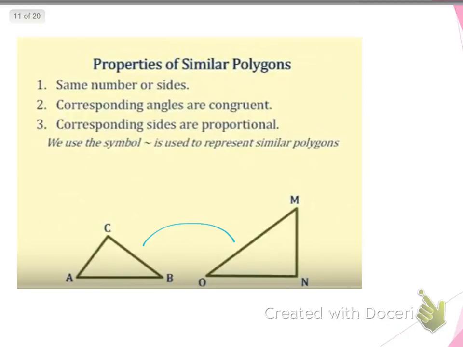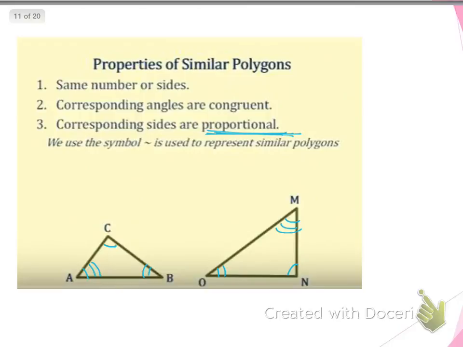Okay, so these triangles both have 3 sides. They have to have corresponding angles congruent. So the angles that match up to each other are congruent. So angle C matches with angle M. It looks like B matches with O, and then these ones match. Okay, so the corresponding angles will be congruent, and then the corresponding sides are proportional. They don't have to be congruent, they have to be proportional. And I'll show you what that means in a second.